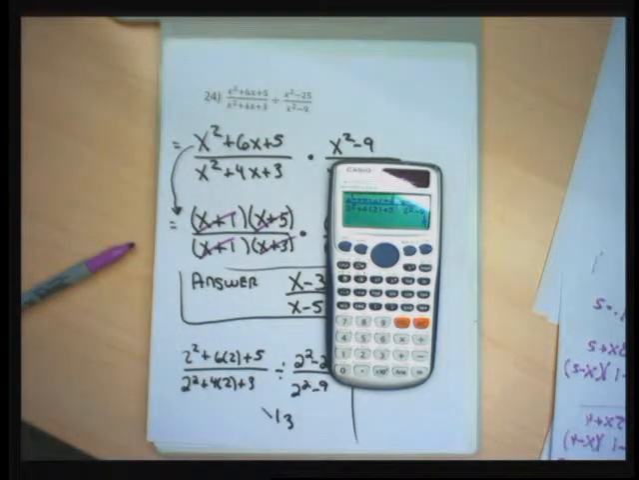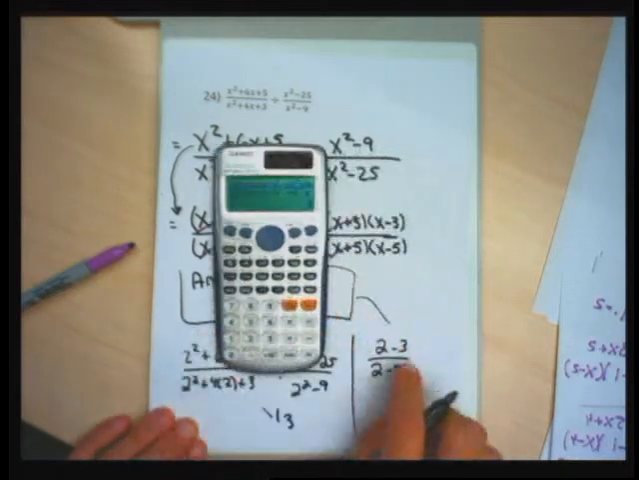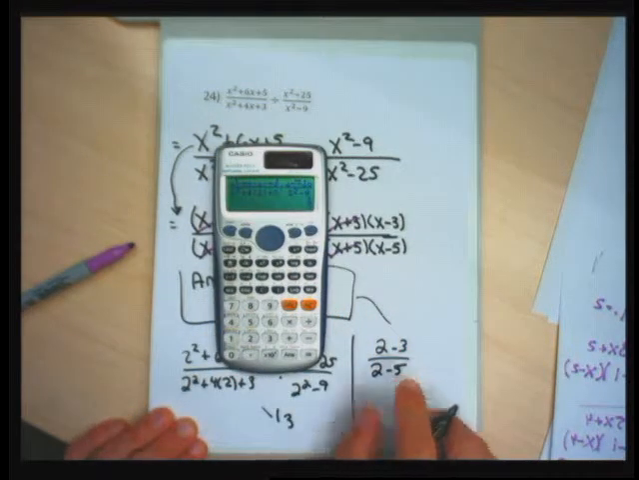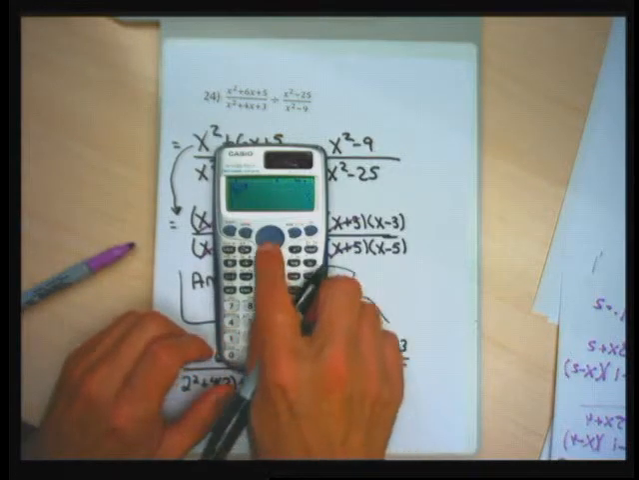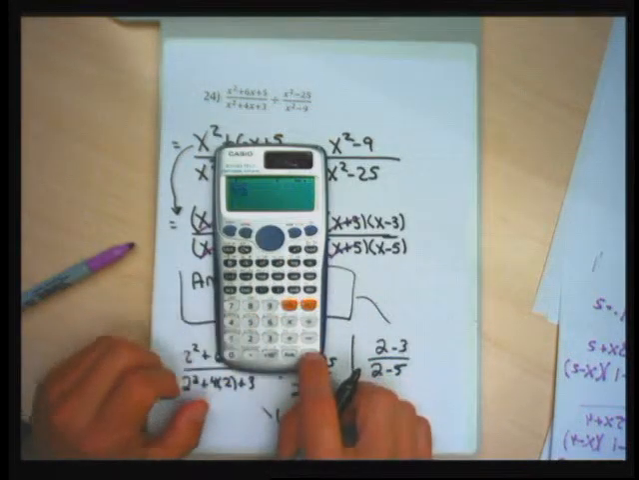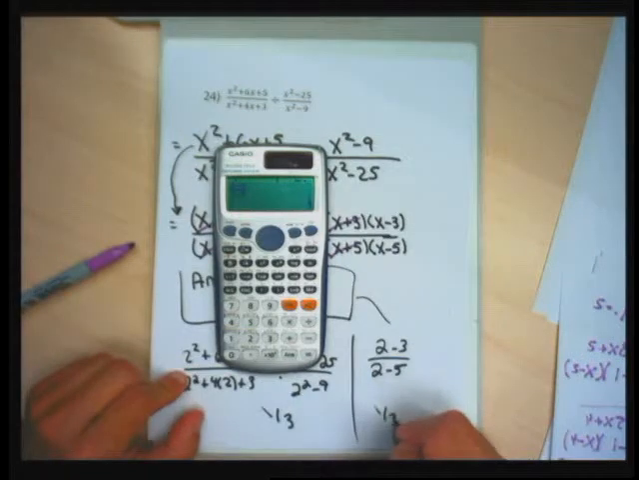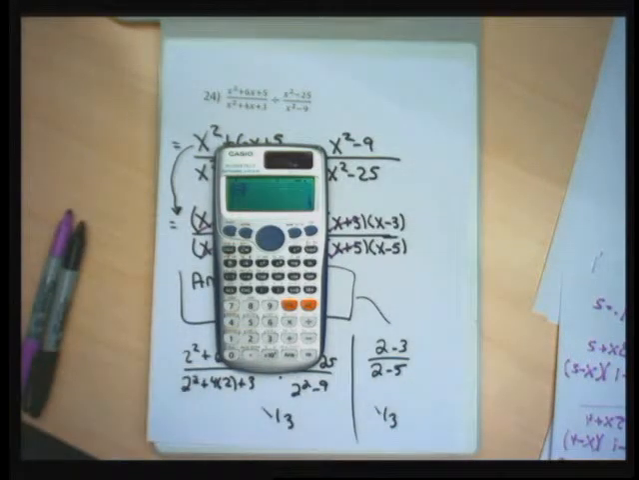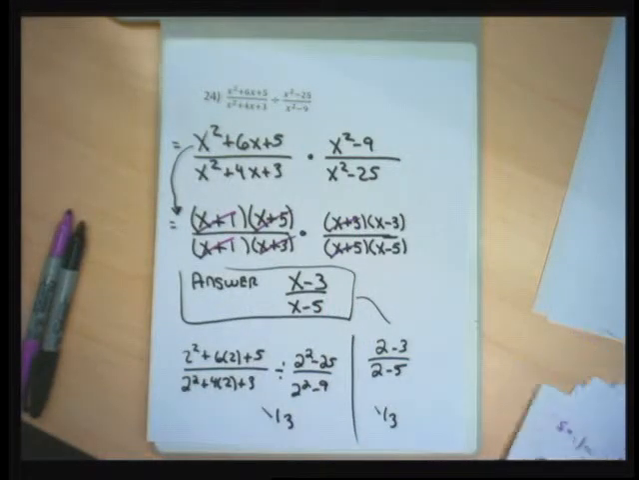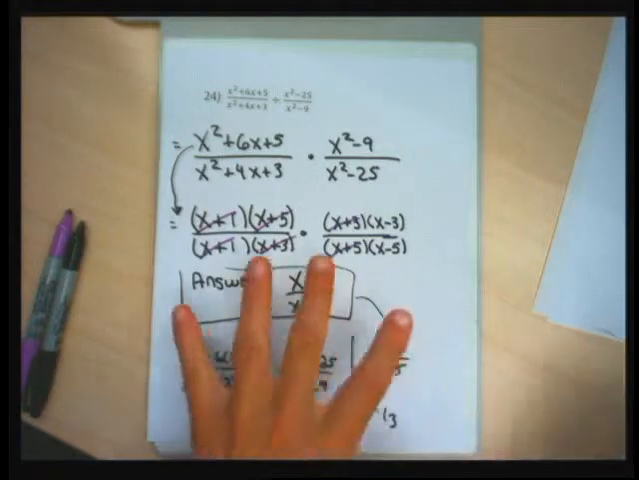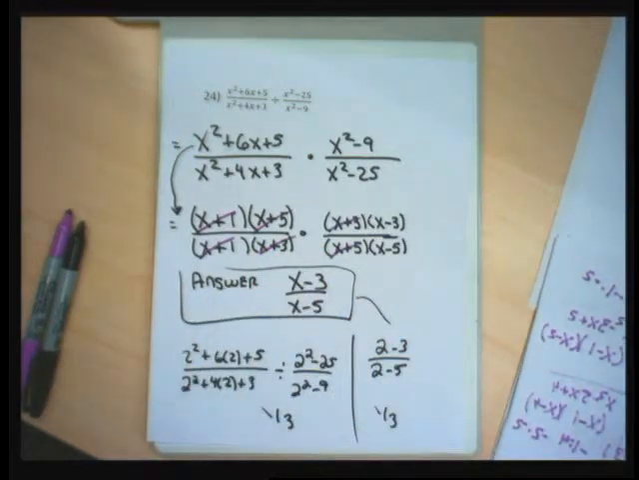Go to my answer and do the same thing. Plug in 2 and get the fraction 2 minus 3 over 2 minus 5. And I also get 1/3. So I feel good about my work because I got the same result when plugging 2 into the original problem as I did to my answer. 2 was a safe number to pick because it didn't make any of the parentheses 0.